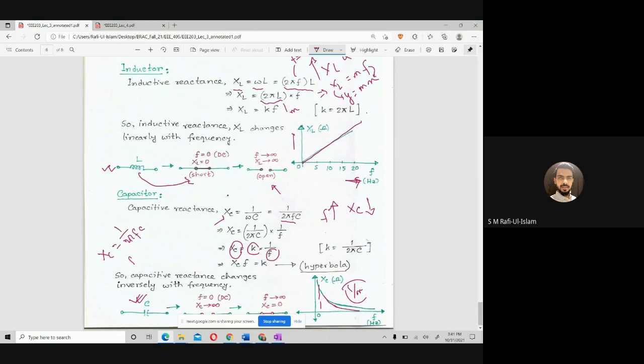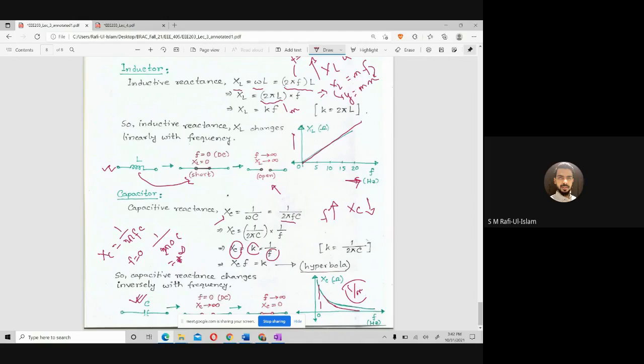If I put f equal to 0, means very low frequency, something close to 0. So if I put 0 here, 2 pi 0 times c, what is this value? Infinity, right? Plus minus, so forget about this. If it is infinity, what does it mean? It means a very high impedance, an open circuit. So at DC, the capacitor behaves as an open circuit, and the inductor behaves as a short circuit.